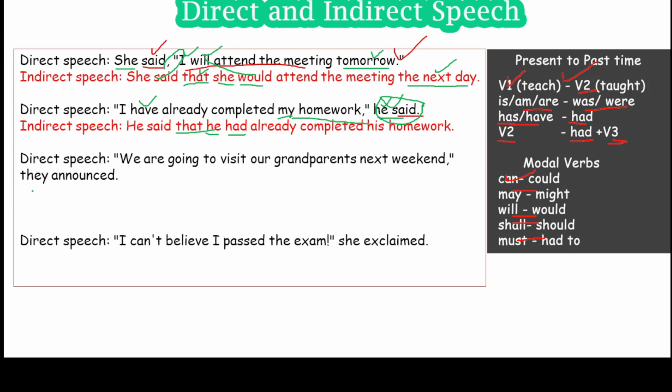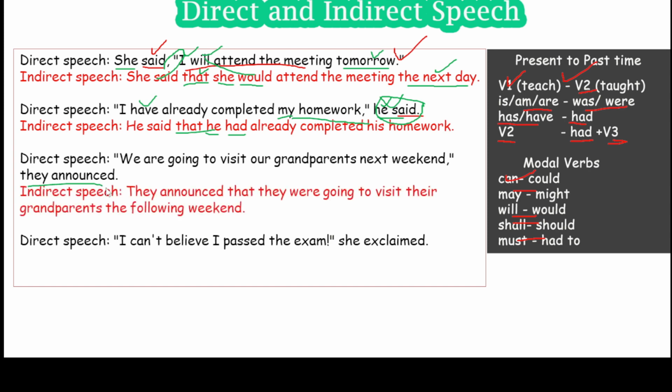Then third sentence, "We are going to visit our grandparents next weekend," they announced. The answer is they announced. Then we have removed commas and we have put "that" again. We, who are we here? Actually, they announced, they are speaking something, so we are they. So we have used "they" and our to past verb form. They were going to visit our grandparents, mean to say their grandparents, so that's why their grandparents the following weekend. Next weekend means the following weekend.